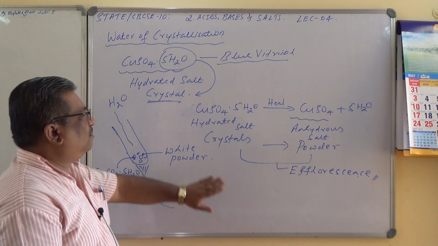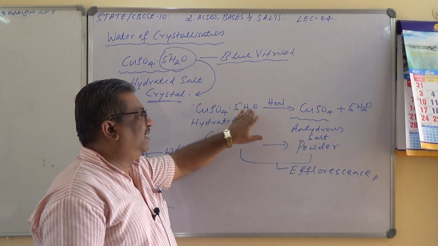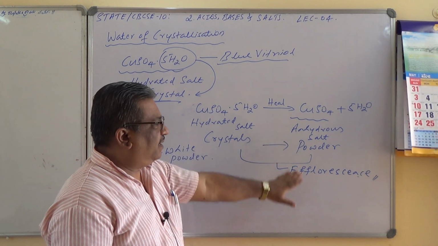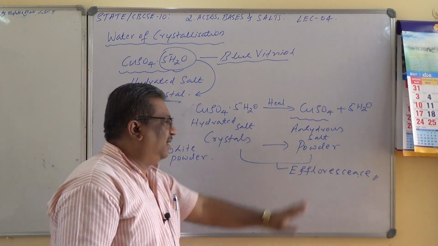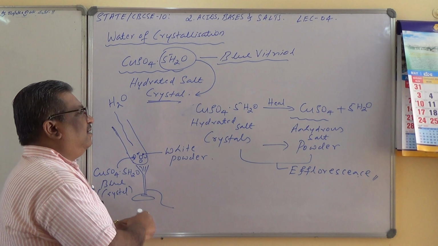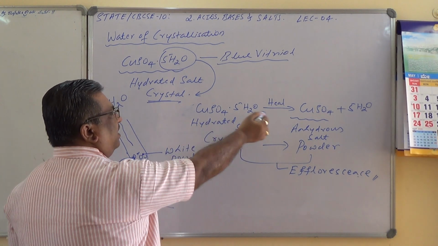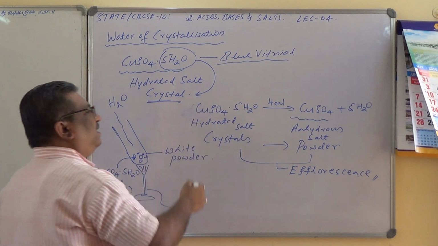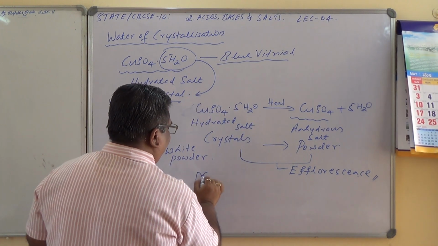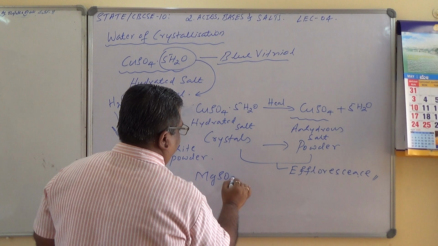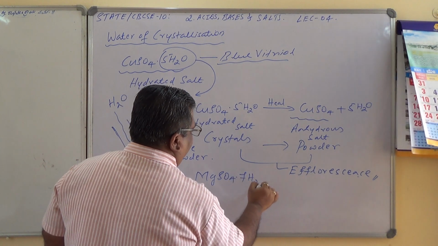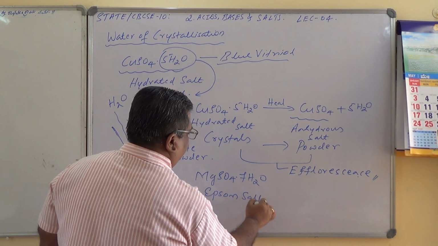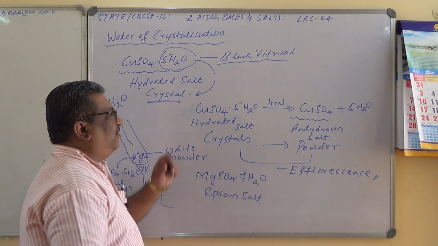Here also copper sulfate, when heated, will lose water of crystallization molecules and get converted into anhydrous salt, which is a powder, and this phenomenon is called efflorescence. This phenomenon of heating and converting crystals to powder is observed in many hydrated salts. One more is magnesium sulfate into 7H2O, and this is called Epsom salt. And let me take the examples of your textbook.